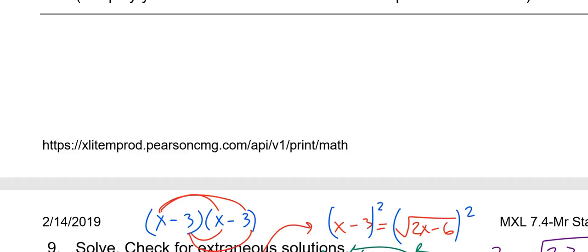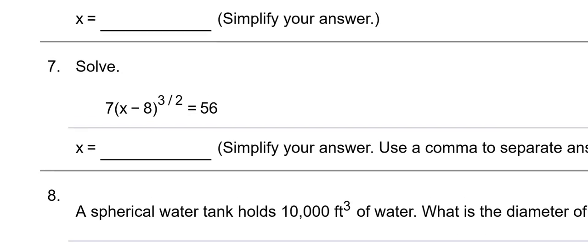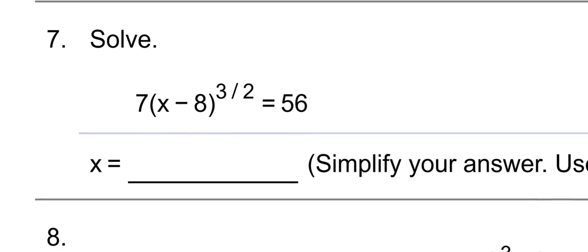Okay. Let's wander our way back up here. There's a couple that we need to do. Question 7. Believe it or not, the part I just circled in green, that's a radical.